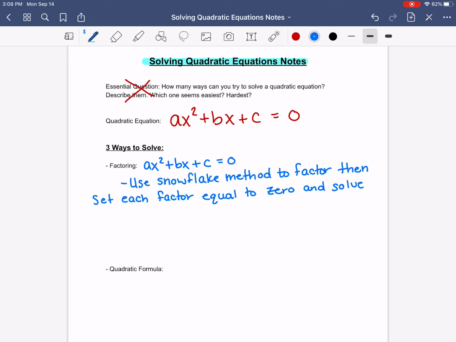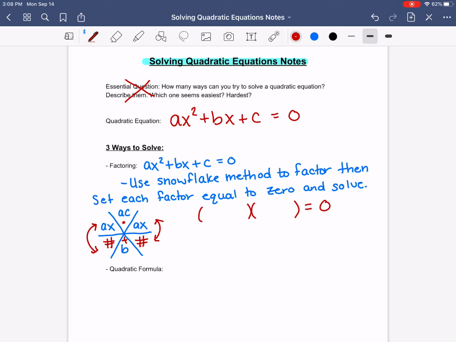As a little reminder about Snowflake, what it looks like: you multiply a times c on the top, b goes on the bottom, you have your ax right here on top of these little fractions. You need to find 2 numbers that will go here that multiply to a times c but add to b. Don't forget to simplify these little fractions. Okay, and that's what will create your polynomial. That will give you your 2 factors.